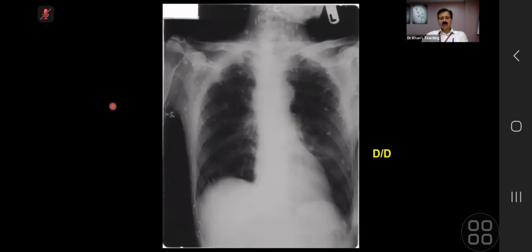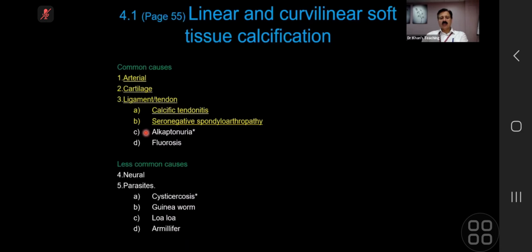Spot diagnosis. What is this? Cysticercosis. Excellent. So this is a case of cysticercosis, which has multiple of these, and this is the calcification, linear and curvilinear soft tissue calcification, and with that, parasites, cysticercosis. Guinea worm is an exam case, loa, and this one.